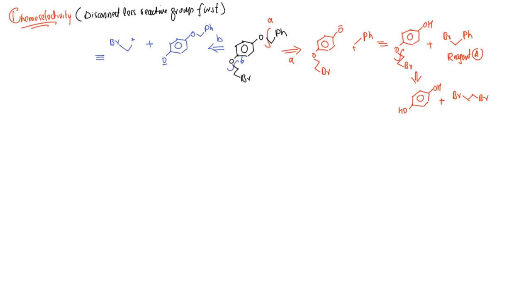Both have equivalent reagents of 1,2-dibromoethane and a phenolic moiety, which can be disconnected right over here for getting a para-hydroxyphenol and a species like this. Let me call it reagent B.